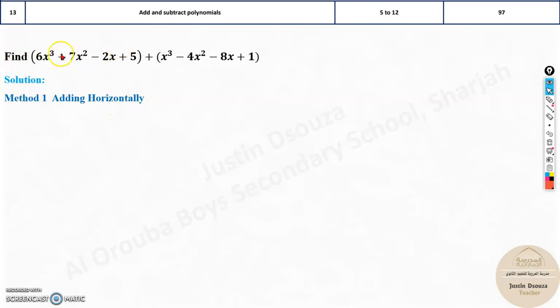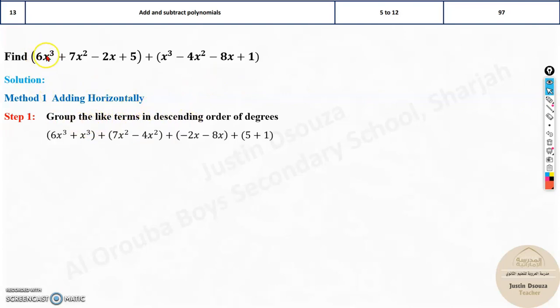The horizontal method is just adding them directly, looking at the like terms. This is the most commonly used method, so it's better to follow this. It will help you in other types of problems, say subtracting or multiplying and other things. Here you need to look at the like terms. Step 1 would be to group like terms in descending order.